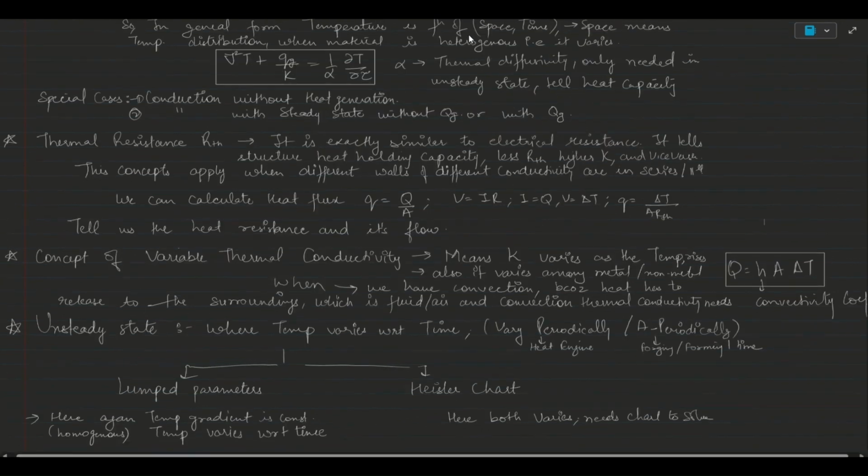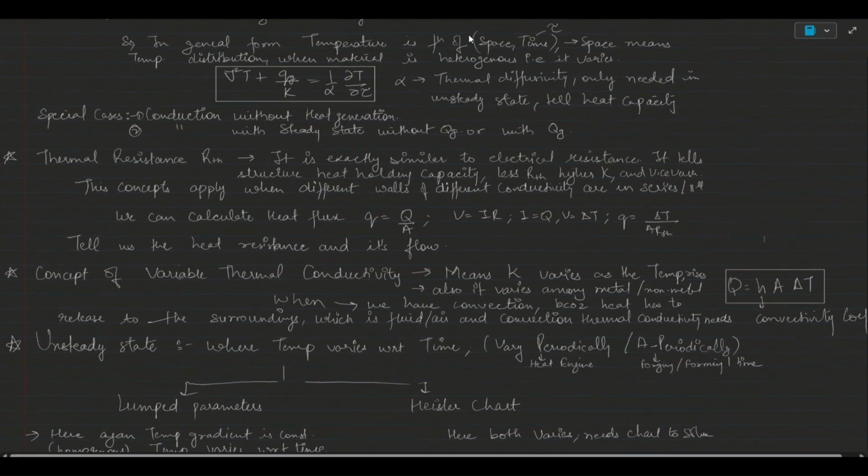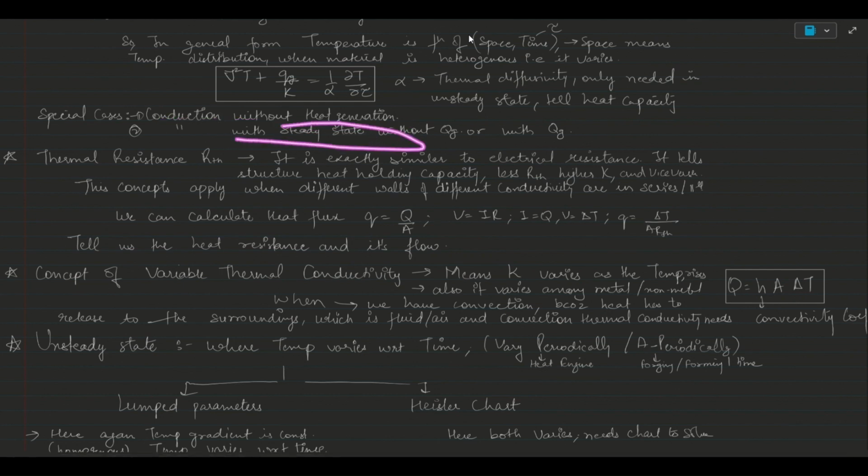Okay, so here come the two cases: conduction happening without heat generation, and conduction with heat generation. This can be unsteady state, or steady state, with heat generation or without heat generation. Different cases, as per your problem, define it.